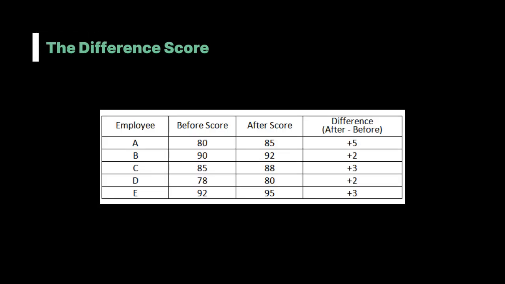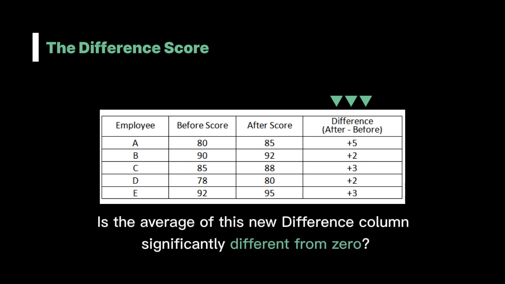The first step is simplifying the data. We don't analyze the before column and the after column separately. Instead, we create a third column, the difference score. By calculating the difference for each employee, we reduce the problem to one simple question: is the average of this new difference column significantly different from 0?